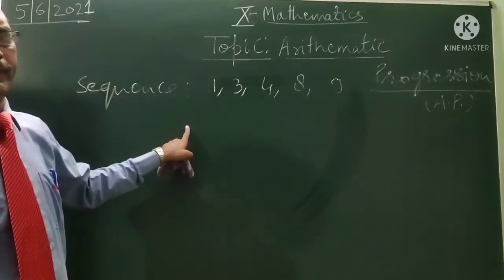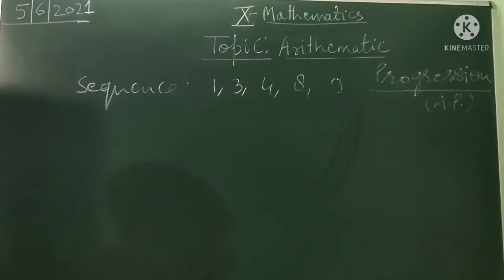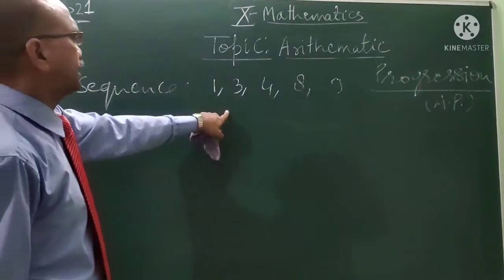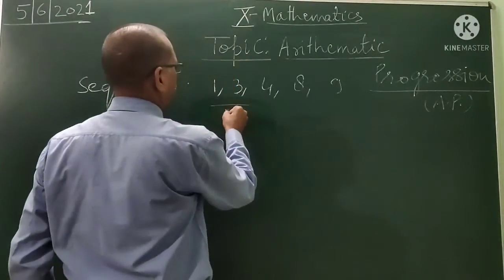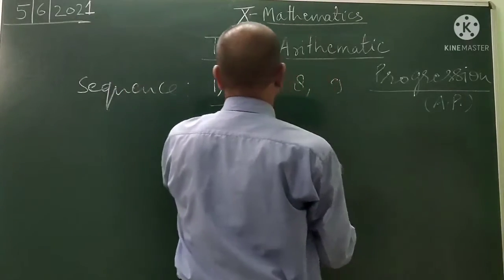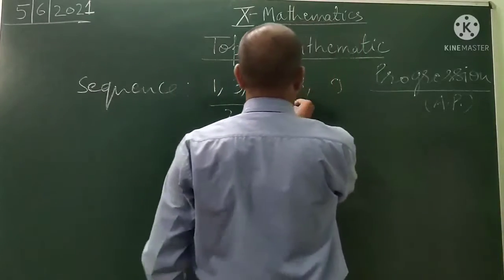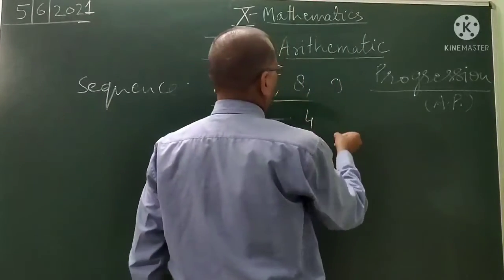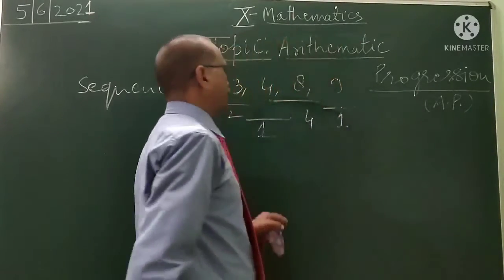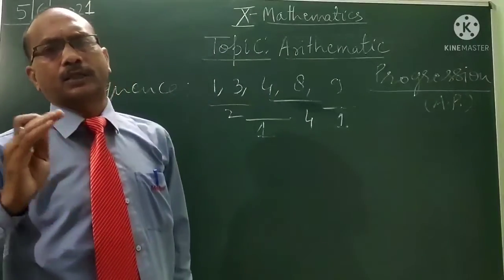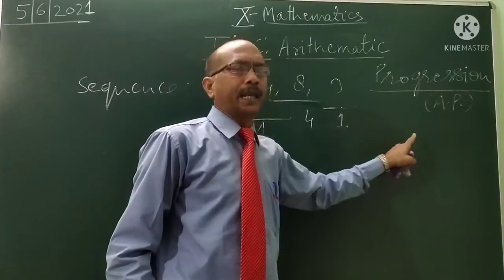Student, as you are observing here, the difference of the numbers is not the same. The difference of the first two numbers is 2. The difference of the next two numbers, 3 and 4, is 1. The difference of 4 and 8 is 4. The difference of 8 and 9 is 1. So we can say here the difference is not the same, so this progression is not an AP.